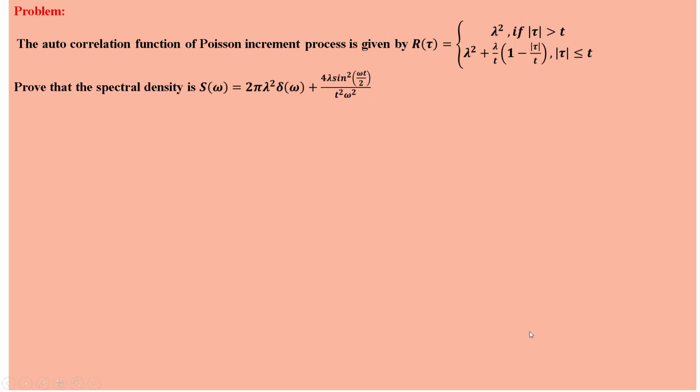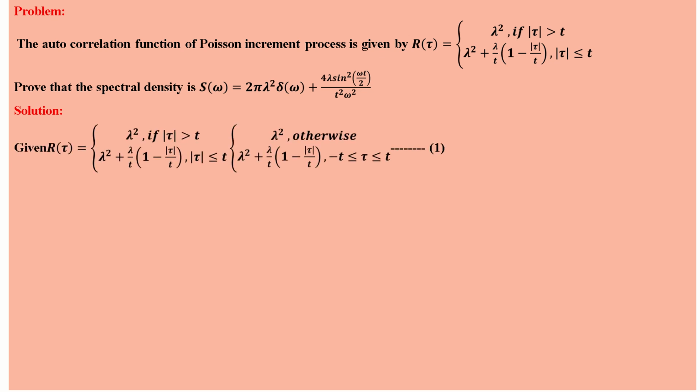Next problem. The autocorrelation function of a Poisson increment process is given by R(τ) = λ² if |τ| is greater than T, and λ² + (λ/T)(1 − |τ|/T) if |τ| is less than or equal to T. Prove that the spectral density is S(ω) = 2πλ²δ(ω) + 4λ sin²(ωT/2) / (T² ω²).